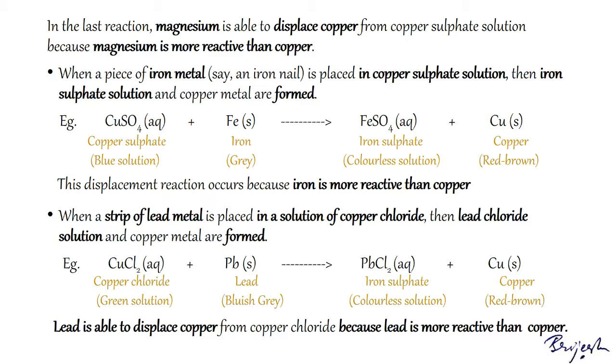Next example. When a strip of lead metal is placed in a solution of copper chloride, then lead chloride solution and copper metal are formed. In this case, lead displaces copper from copper chloride. The green color of copper chloride solution fades due to the formation of colorless solution of lead chloride. A red-brown layer of copper metal is deposited on the lead strip. So it indicates that lead is able to displace copper from copper chloride solution because lead is more reactive than copper.